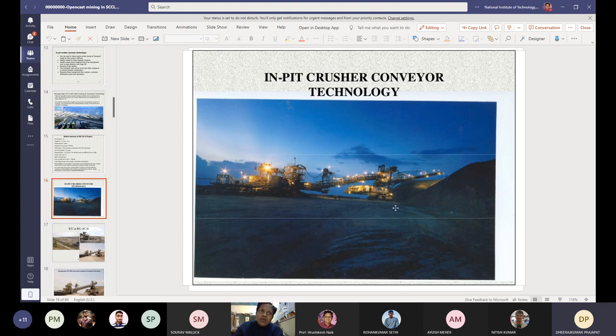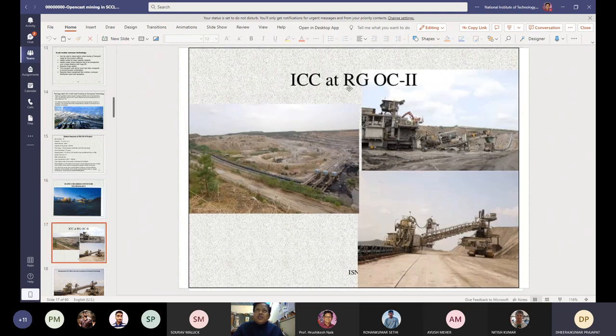So here also you can see, this is the Ramagundam open cast project, how they are doing it. These diagrams depict how they are conveying. Three belt conveyor systems are there, and three crushers are there. So the overburden material is crushed and conveyed to a greater distance and spread.